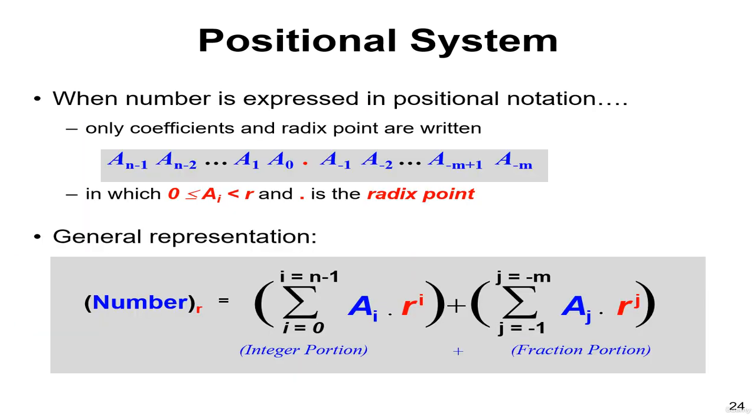When the numbers are expressed in positional notation, we use the shorthand notation and only write the coefficients and the decimal point, right? The rest of the details are ignored since they are clear. So a number can be expressed as a sum of its integer and fractional part. This is the same power series that we saw in the previous slide.